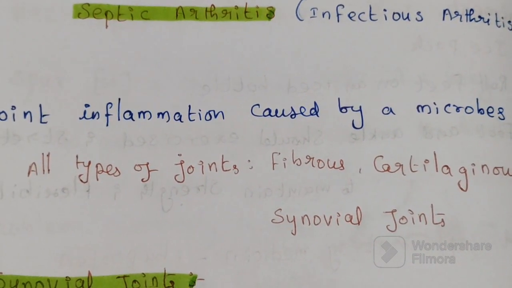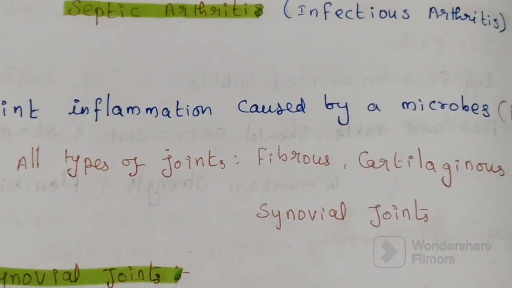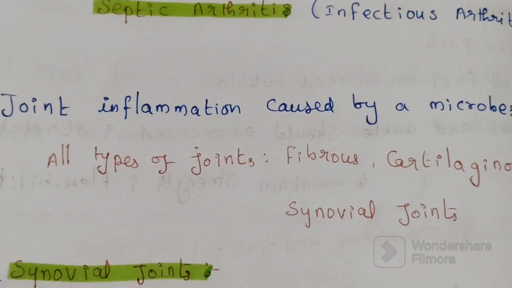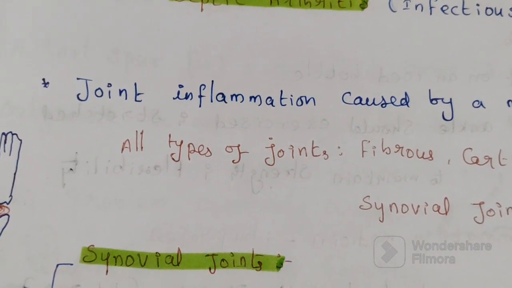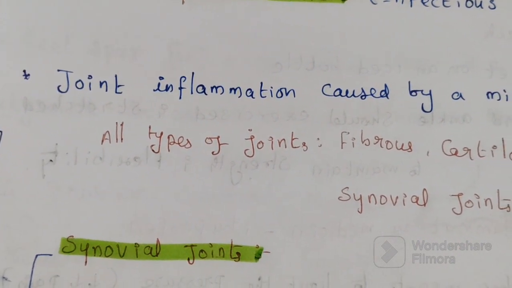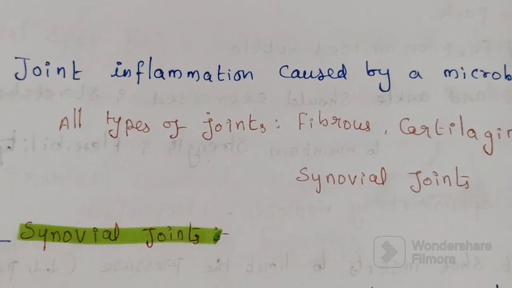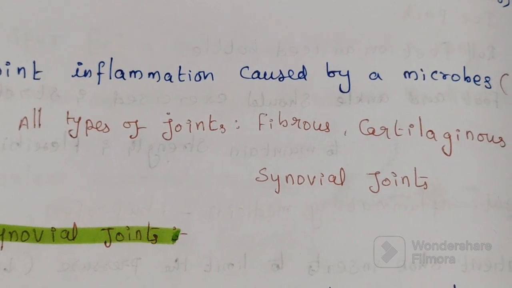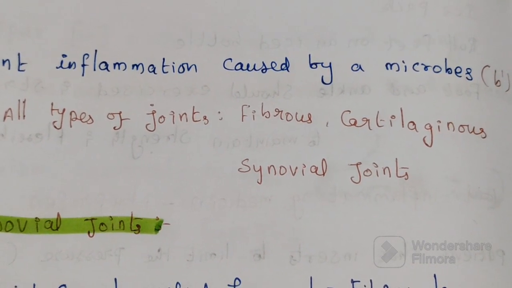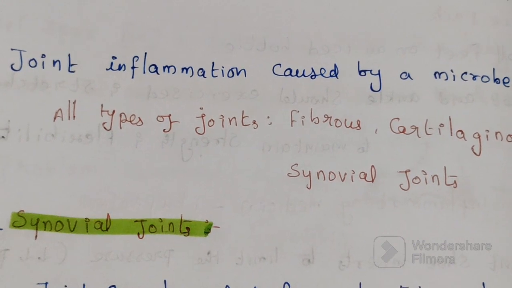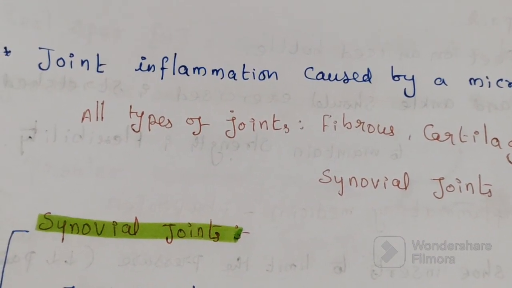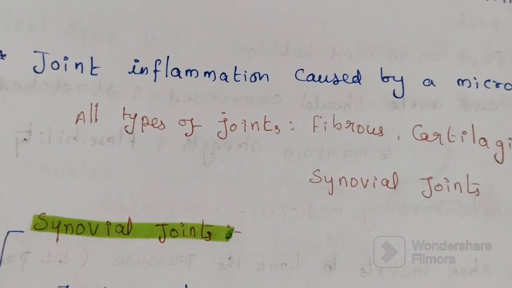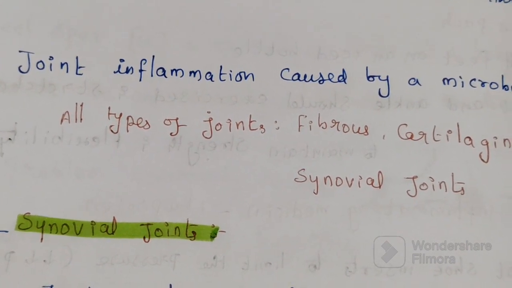Today's topic of discussion is septic arthritis. It is also called infectious arthritis. Septic arthritis refers to any joint inflammation caused by microbes. Usually it results from a bacterial infection of all types of joints. So septic arthritis is inflammation of any joint caused by microbes, mainly bacteria.